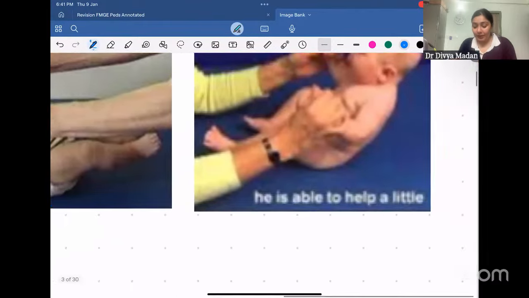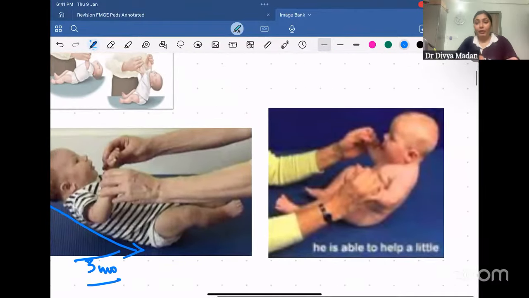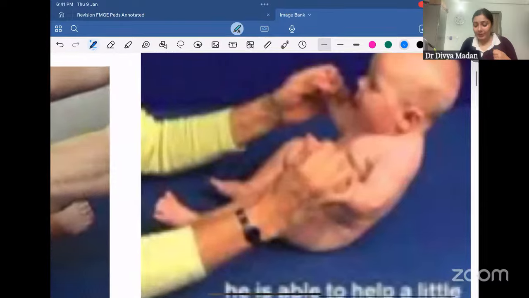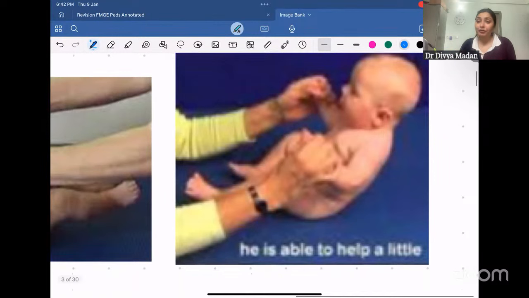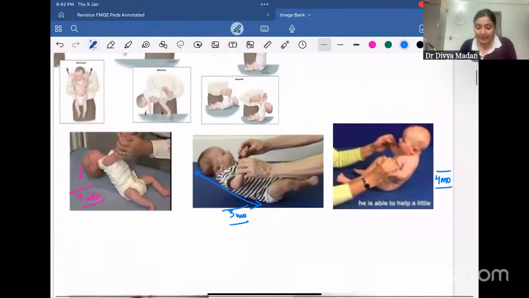After that, when I'm pulling the child to sit, can you see in this image? Now the child is trying to sit. He's able to help me a little to make him sit. Here, not just the head control, but a little trunk control is also coming. This is after 3 months of age, at 4 months.